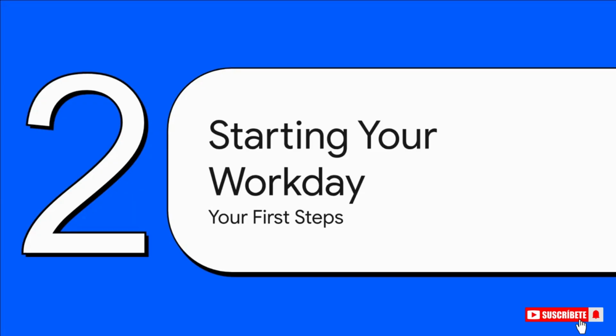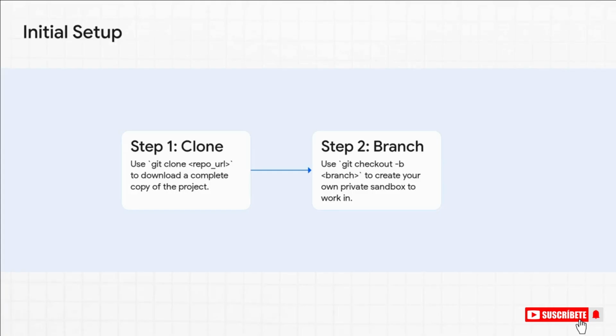The coffee's kicked in, you're sitting at your desk. How does a developer actually start the day with a project that uses Git? Well, it usually starts with two simple commands. First, you clone the project. That's just a fancy word for downloading a complete copy of the project from a place like GitHub onto your machine. Then, and this is crucial, you create a new branch. A branch is basically your own private sandbox. It lets you work on your new feature without any danger of messing up the main, stable code.